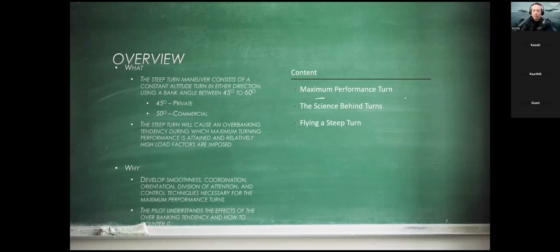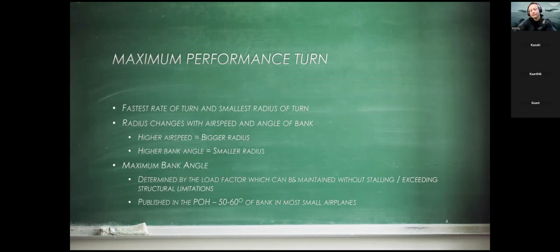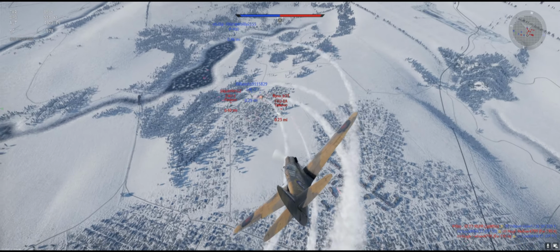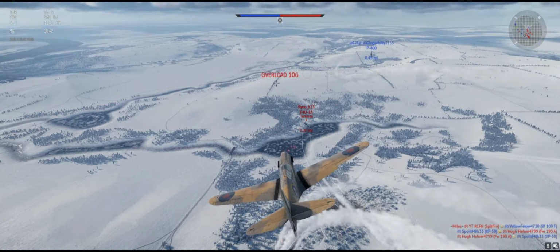So we're going to talk about maximum performance turns, the science behind turns, and how to actually fly the maneuver. If you guys play any combat games like War Thunder, you know that if you're going really, really fast, the radius of your turn is going to be much larger than if you're trying to chase down an aircraft that's moving a little bit slower, whose radius of turn will be smaller. So your radius of turn is directly correlated to your airspeed. So higher airspeed means a bigger radius.